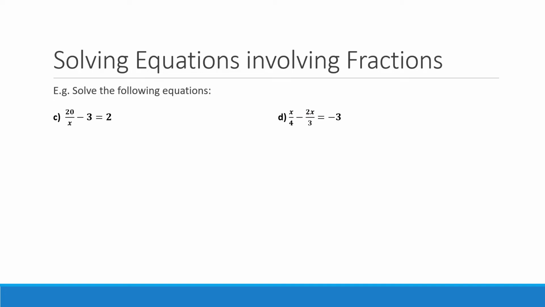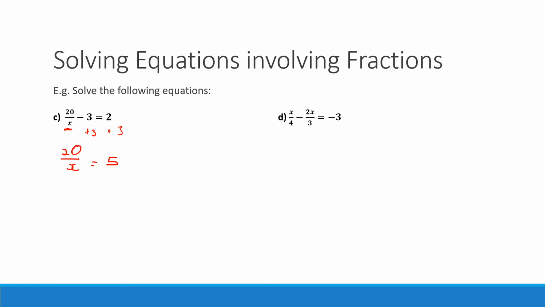All right, in this next one now, this one's a bit different as well because this time we've got x in our denominator. So I'm just going to start off solving. First step will be to add 3 to both sides. So 20 over x equals 5. 2 plus 3 is 5.